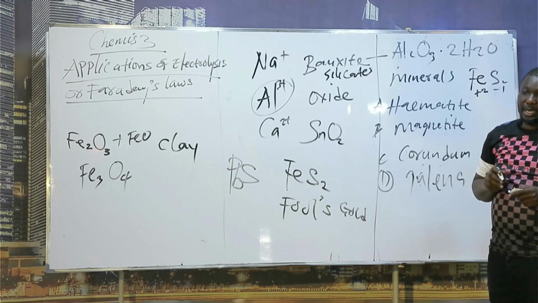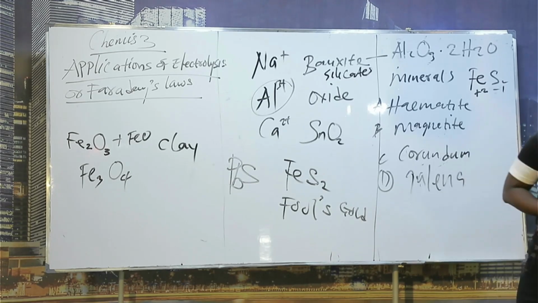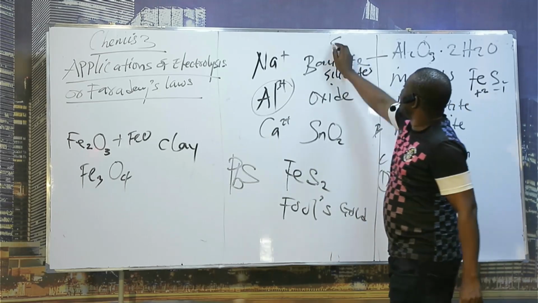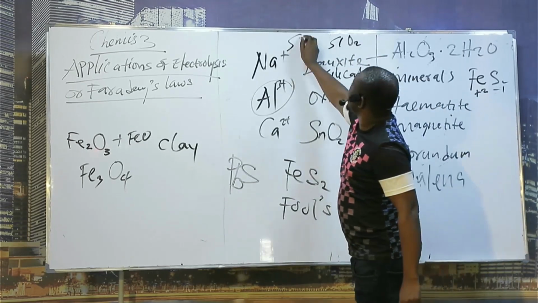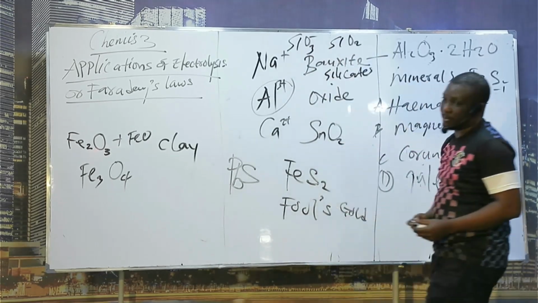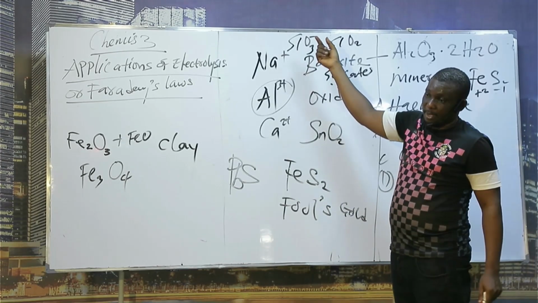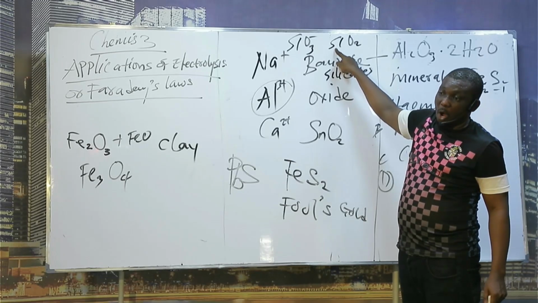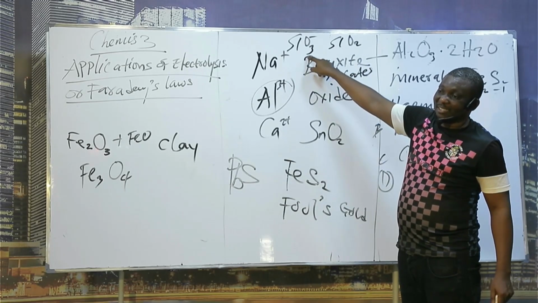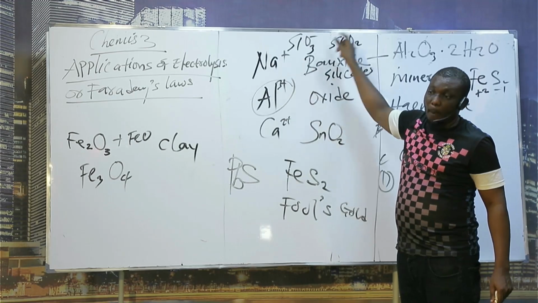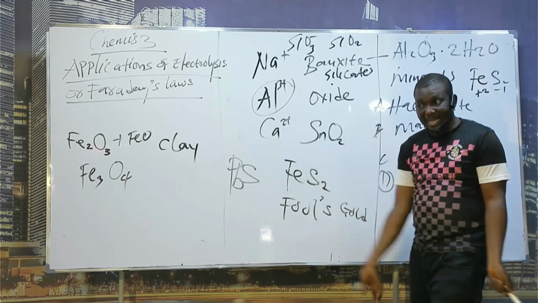One of the impurities in bauxite is silicates. Silicate is the same word we use for sand. What's the real formula of sand? SiO2 or SiO3 minus. Whichever way you give silicon 4, you are correct. What is this one? Silicon 4 oxide. What is this one? Trioxosilicate 4. Both of them are sand.